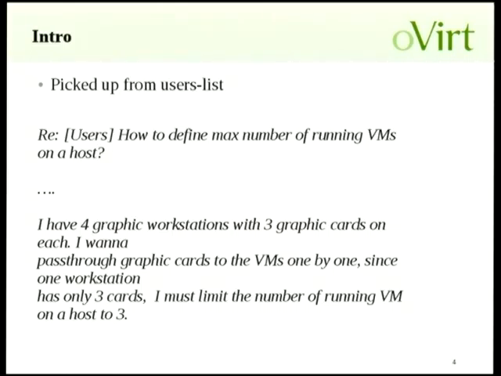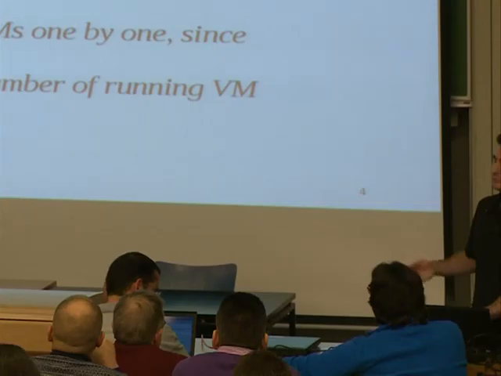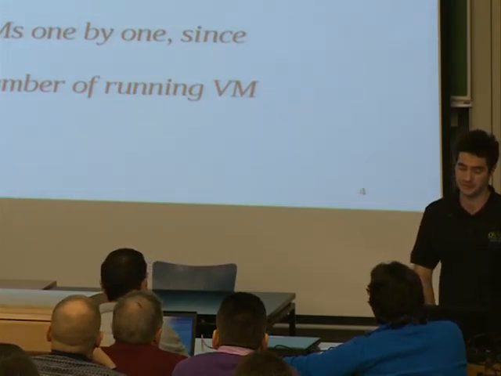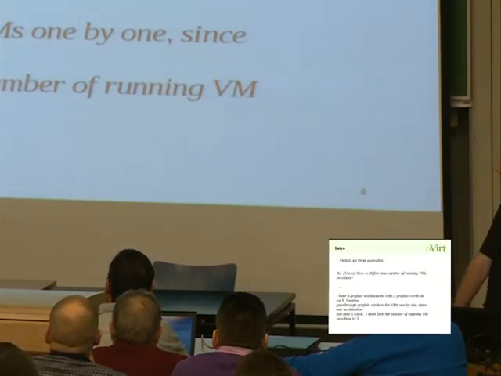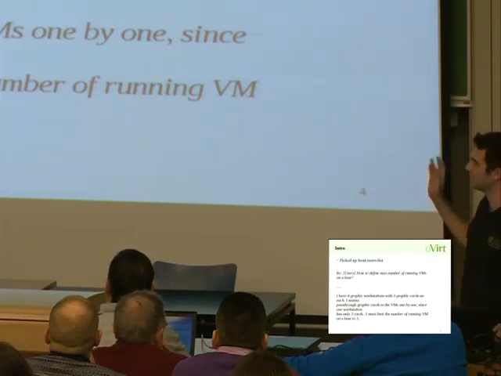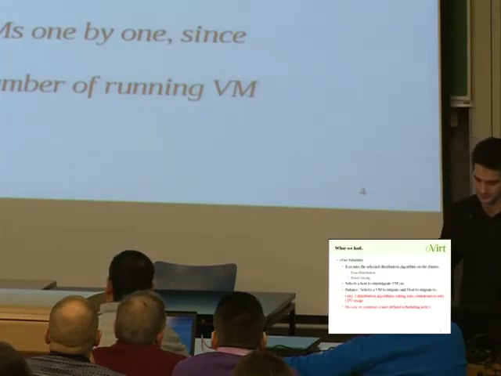Let's see what we've got. A long time ago, we got a question from the users list. I urge you to use that list if you have any questions about Ovirt. It's quite active. The question was: how can I define a maximum number of running VMs per host? It's pretty trivial, but we didn't support it yet then. So we'll get back to it later. I just wanted to say that you should use the users list.